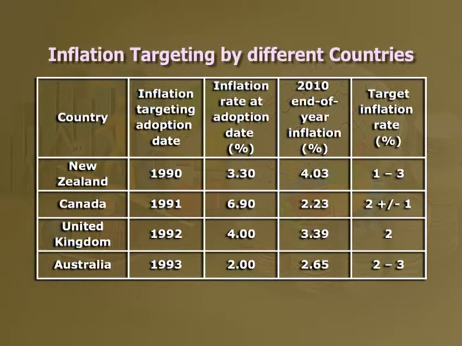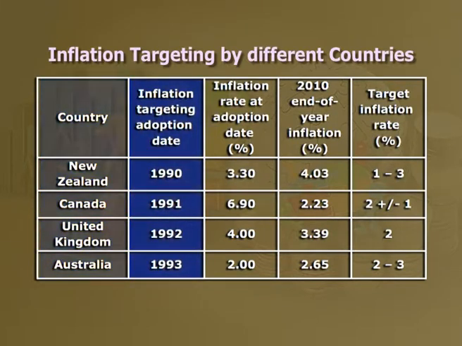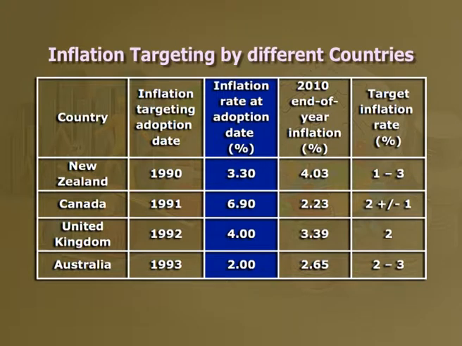Now let us look at a table. Here on the left side we have countries like New Zealand, Canada, United Kingdom and Australia. Our first column depicts inflation targeting adoption date, which are 1990, 1991, 1992 and 1993. In the other column we have inflation rate at adoption date in percentages.